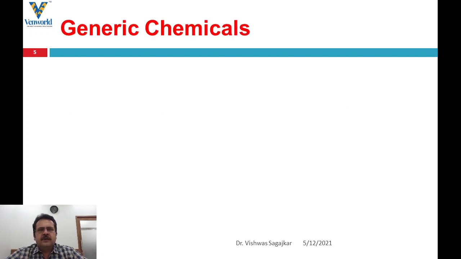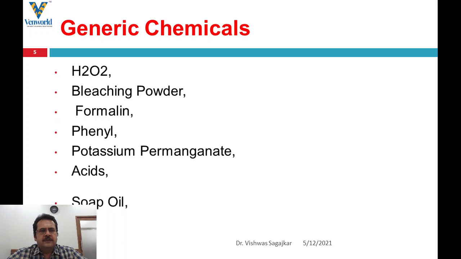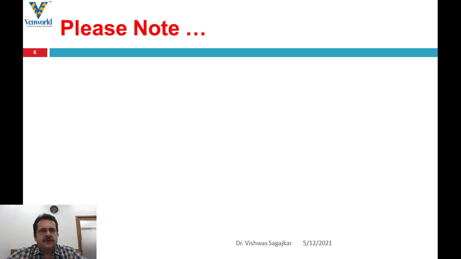Generic chemicals are hydrogen peroxide, bleaching powder, formalin, phenyl, potassium permanganate, acids, soap oil, and copper sulfate. All these are generic products commonly used in hatcheries. We are going to see today, one by one, the advantages and disadvantages of using these generic chemicals.